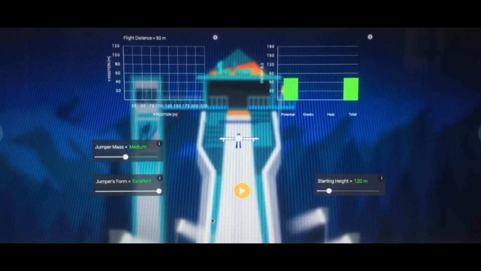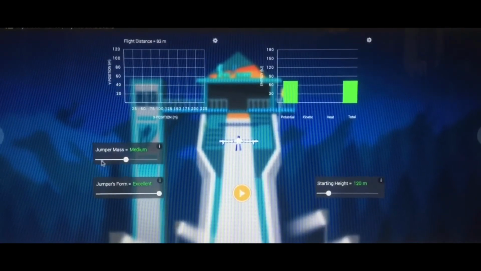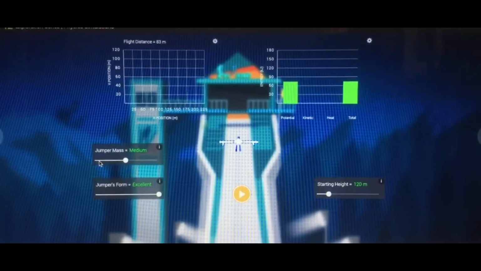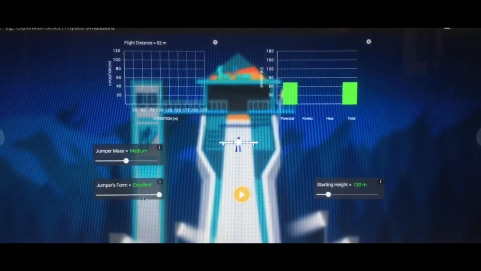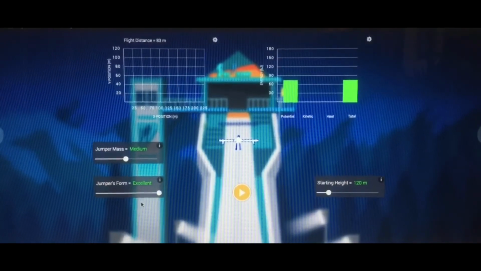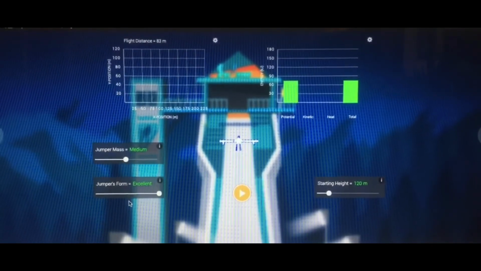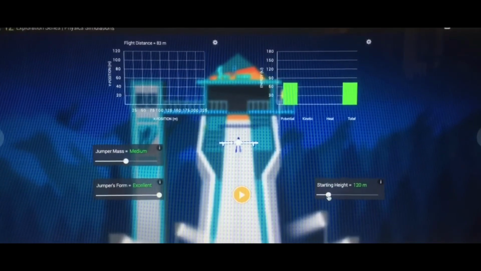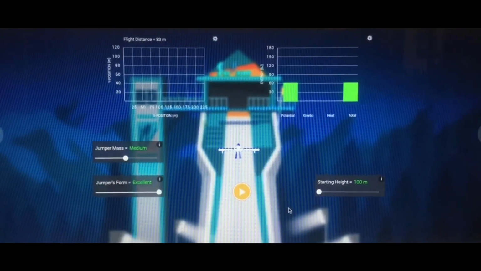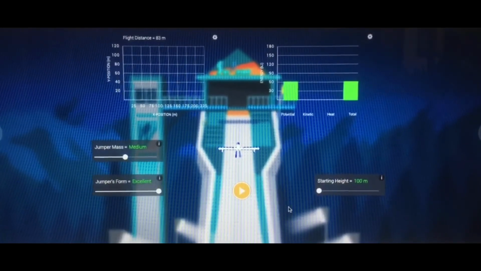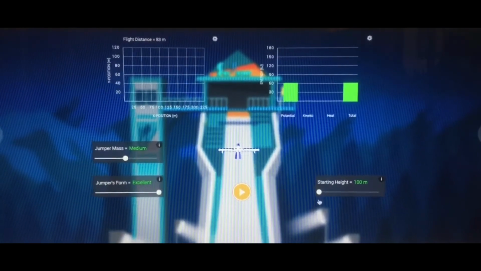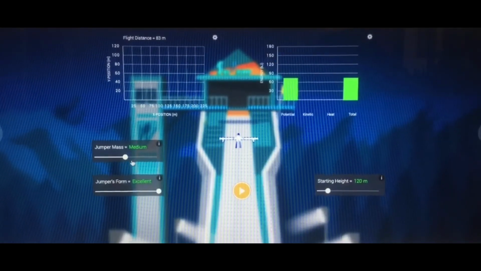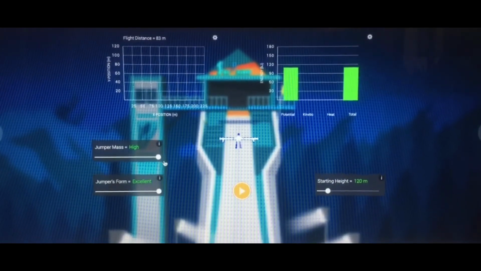I think we can all assume that a jumper with a low mass will not be the optimal combination for having the longest jump, and obviously a jumper's form plays a part in that as well. So we're going to assume with every scenario that the jumper's form is going to be excellent. I think we can also assume that the lowest starting height of 100 meters will also not be optimal. So we will start with 120 meters, and we will use medium and high jumper mass.